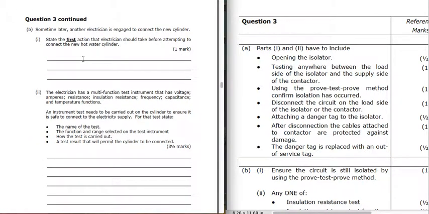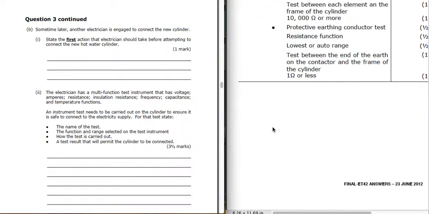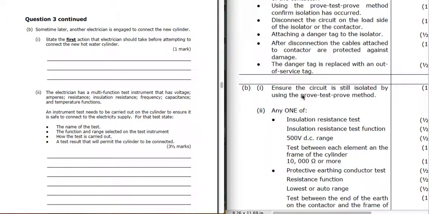Sometime later, an electrician is engaged to connect the new cylinder. So what's the first thing he's going to do? He's going to make sure that cylinder is still isolated. And again, how he's going to do that is using the prove, test, prove method.